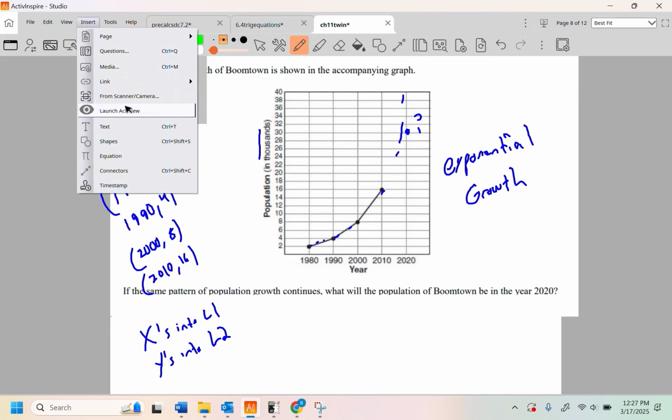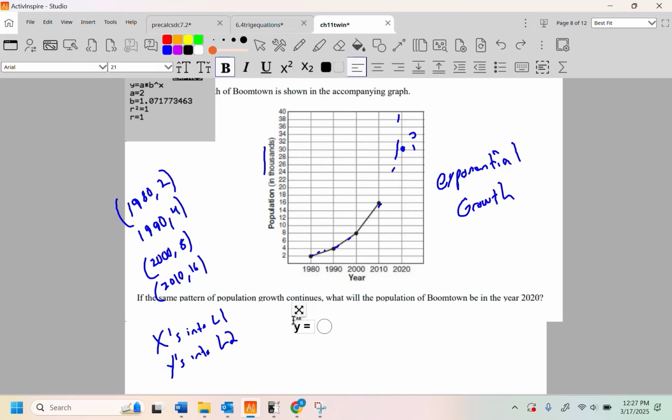So let's write this out, insert text. It is y equals 2, because that's the first term, times 1.07, let's say 2, to the x. And I'm going to write a little disclaimer here, where x is the number of years after 1980, because that's what I chose to do to make the equation look better. Now, some of you are just blindly clicking through and not listening to subtitles, and you have no idea that I changed the x values. So that's on you.